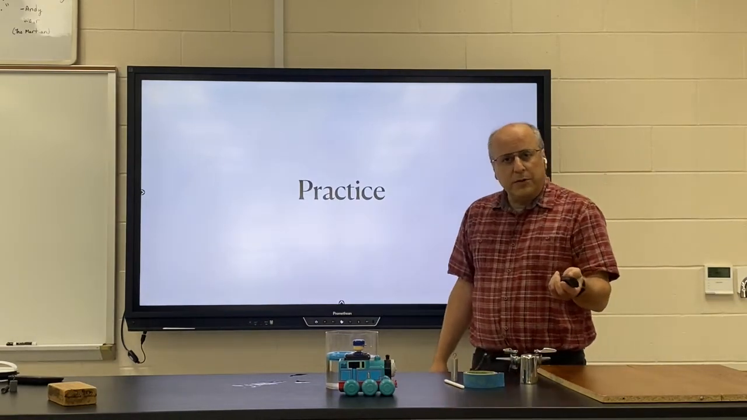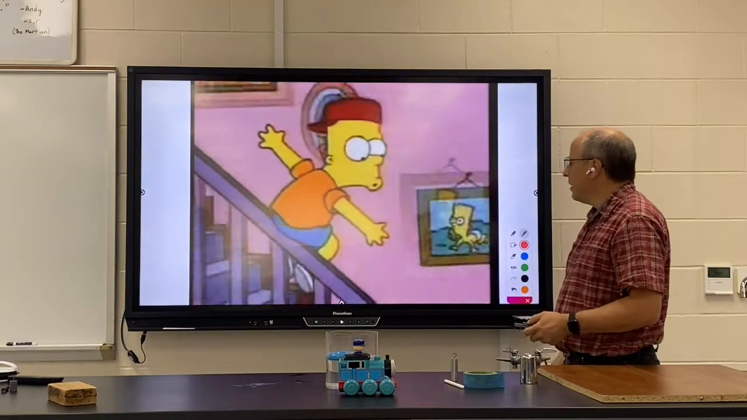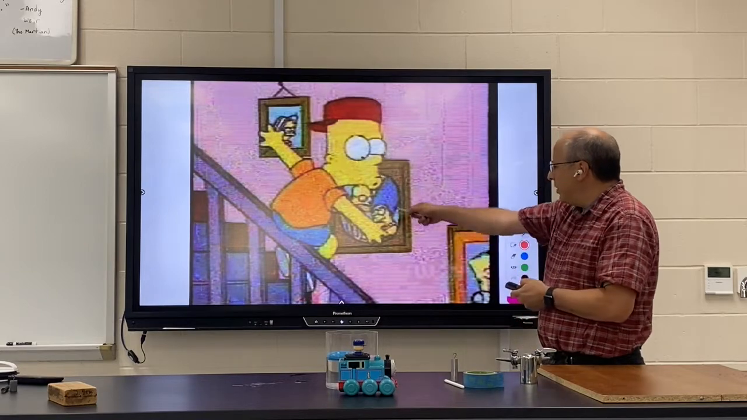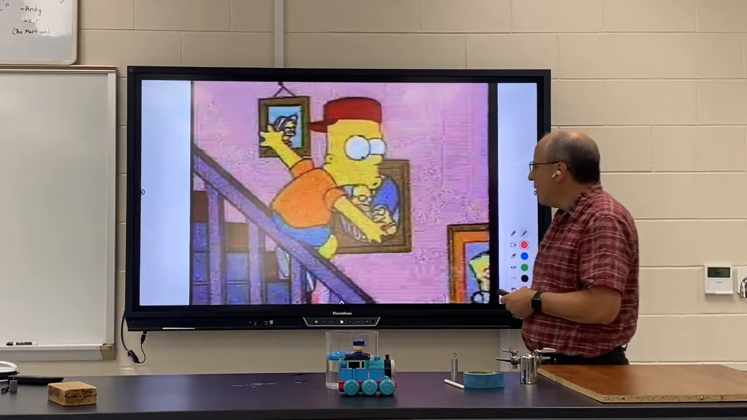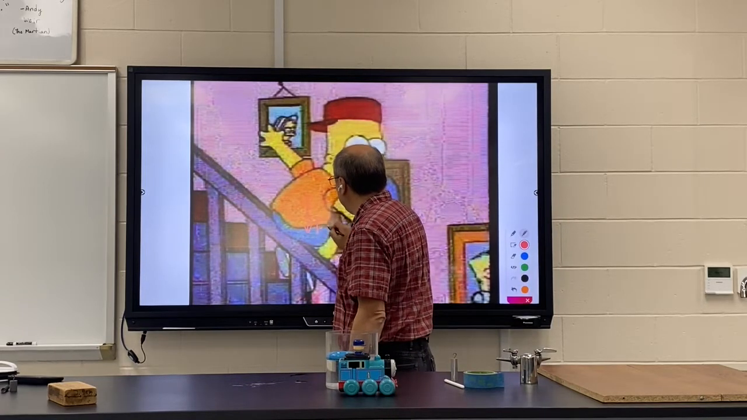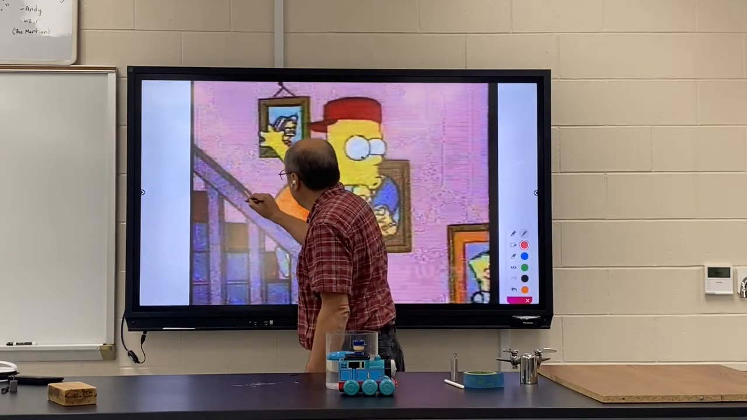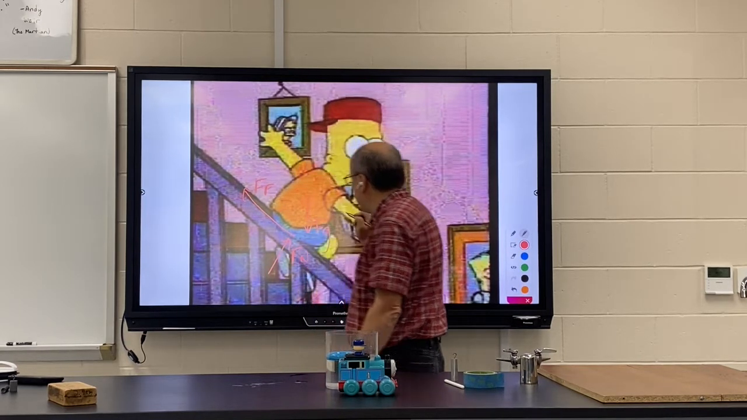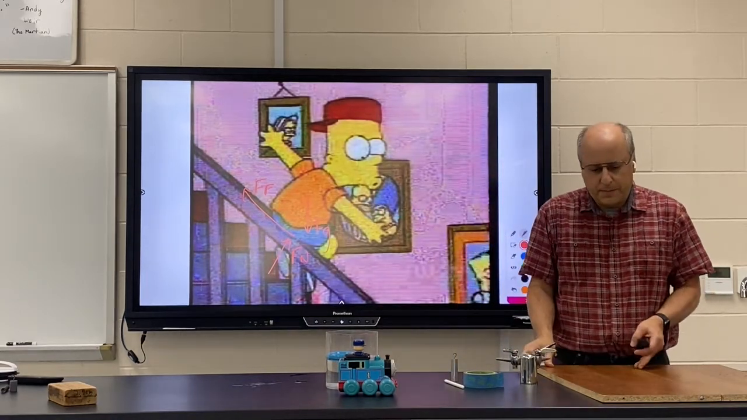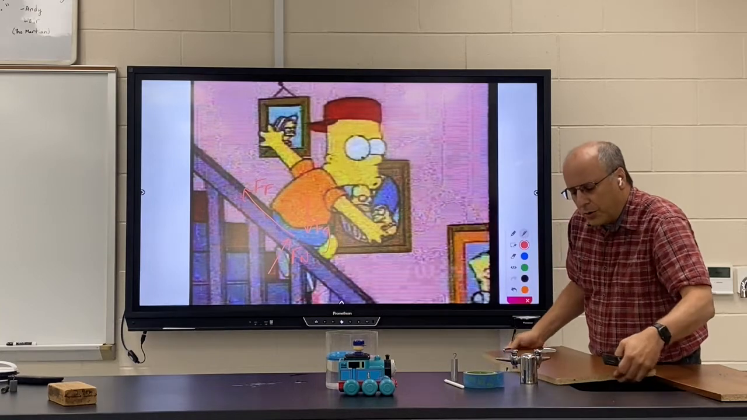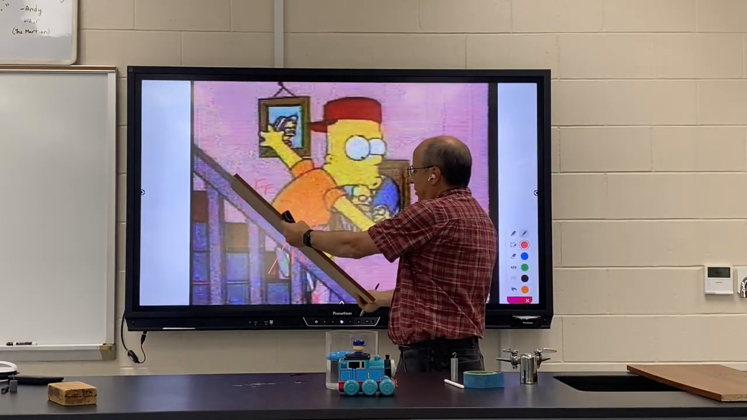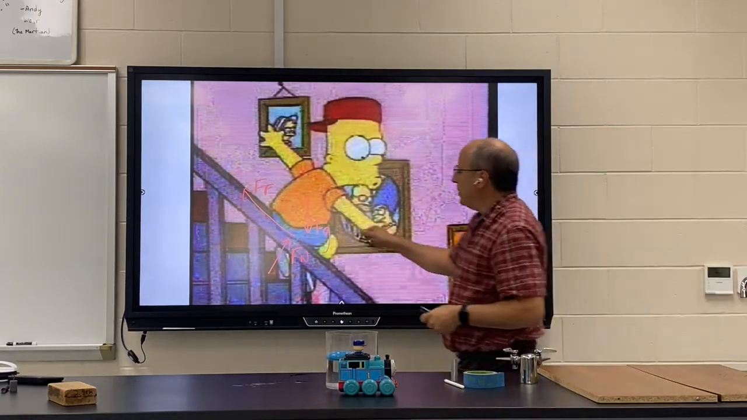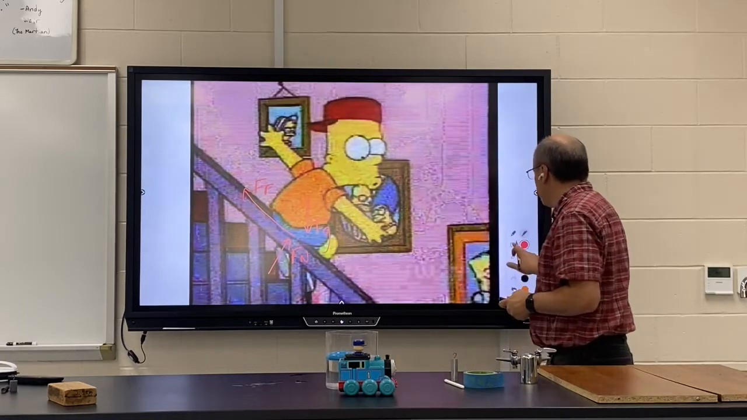I'd like you to practice a few to make sure you can see the different forces. So I have Bart Simpson coming down a railing, and I'd like you to think about what are the forces on him as he slides down. Well, we've got gravity pulling down. We've got friction trying to slow him down. And because his butt is in contact with the railing, there is a force normal. Notice that force normal points perpendicular to the railing. It doesn't point straight up. It doesn't point against gravity. It always points perpendicular to your surfaces.